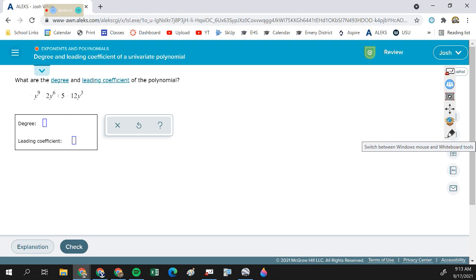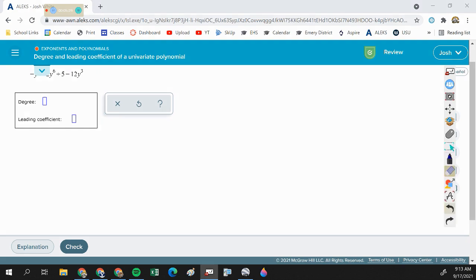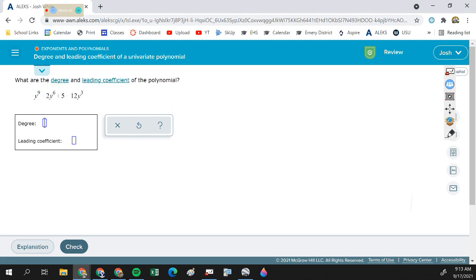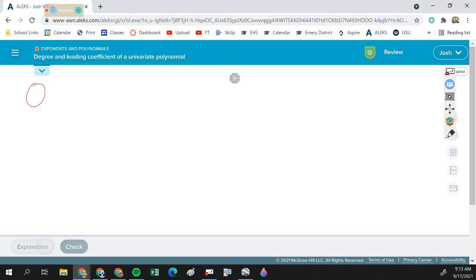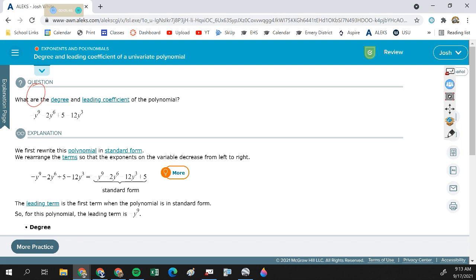Okay, what would the degree here be? What's the biggest exponent? 9. And what's the leading coefficient? Nope. So we're looking at this term. Oh. Now that I broke it, we're looking at this term here. So 9 is the biggest exponent, and -1 is the number in front of the variable with the biggest exponent. Okay, let's do another one.